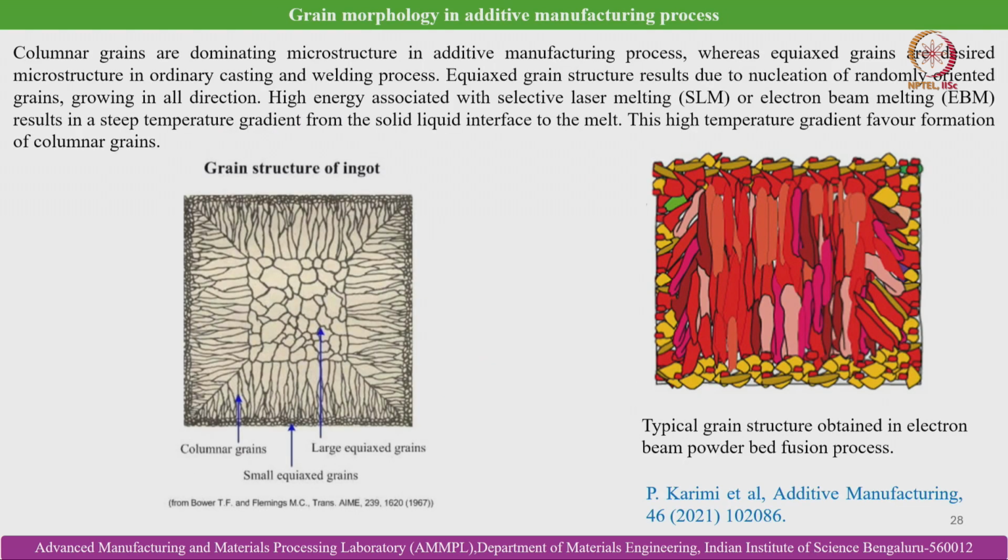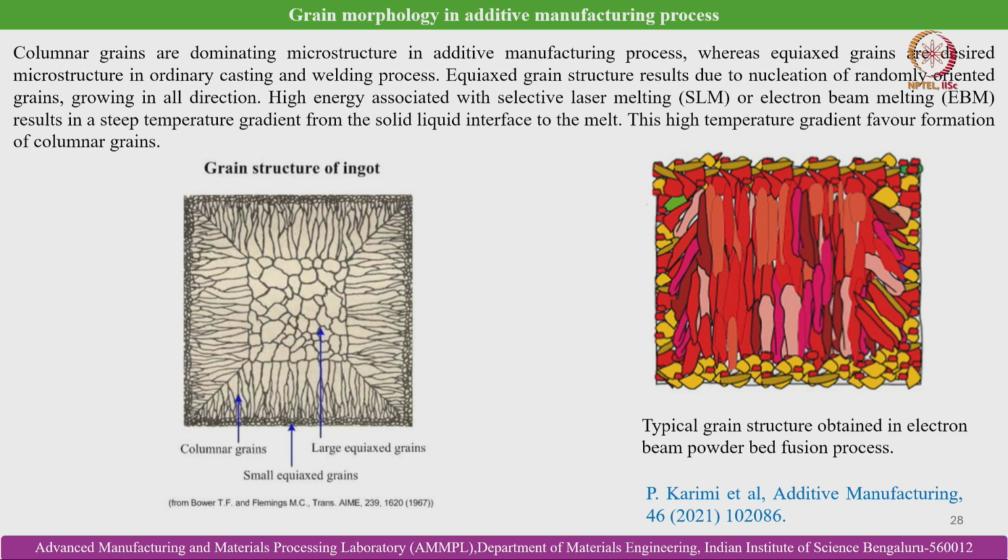So, the grain morphology: columnar grains dominate the microstructure in additive manufacturing, whereas equiaxed grains are the desired microstructure in ordinary casting and welding processes, which we have discussed already. Why? Because in additive manufacturing, it is directional solidification that takes place, since it happens in a layer-by-layer fashion. There is a tendency for grains to grow opposite to the direction of the maximum thermal gradient, because temperature is higher from bottom to top.